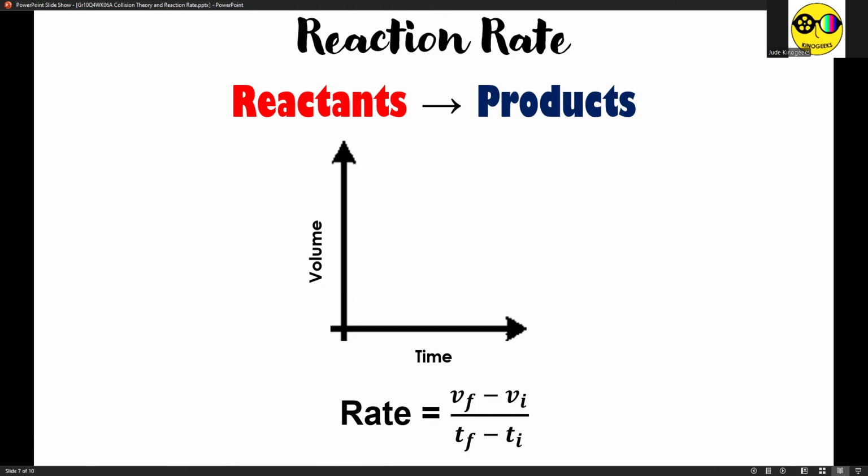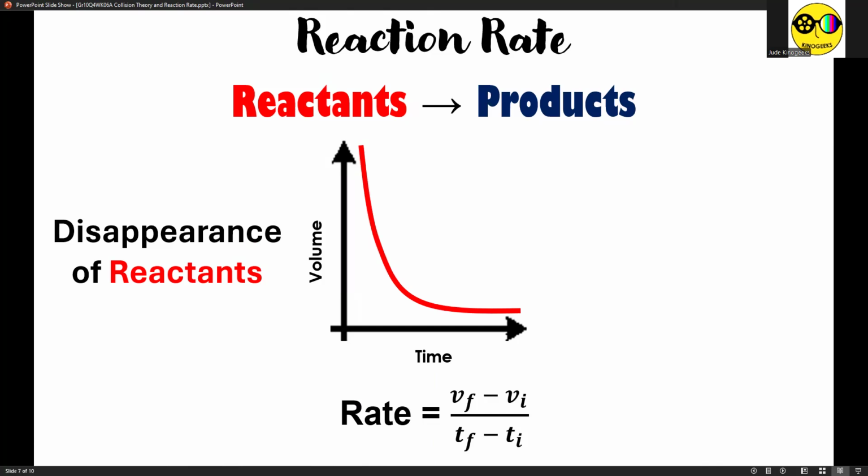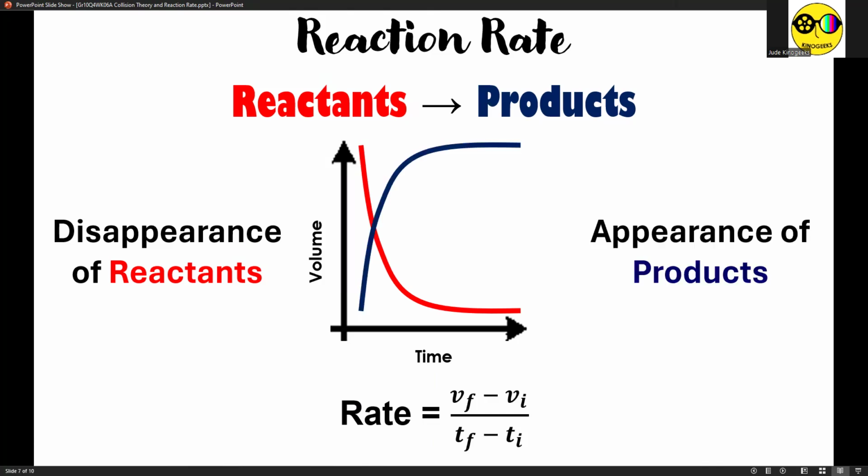And in a chemical reaction, we expect the reactants or the volume of the reactants to decrease over a certain amount of time. Therefore, the red curve going downward represents the disappearance of the reactants. And coincidingly, we expect that these reactants are slowly forming towards the product. So in this blue curve, you see that the volume of the products increases over time. So that's why the blue curve corresponds to the appearance of the products.